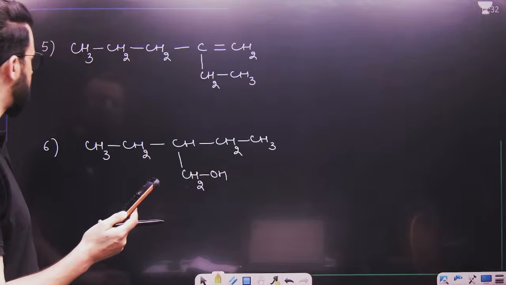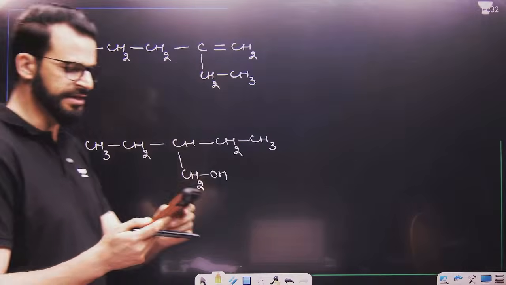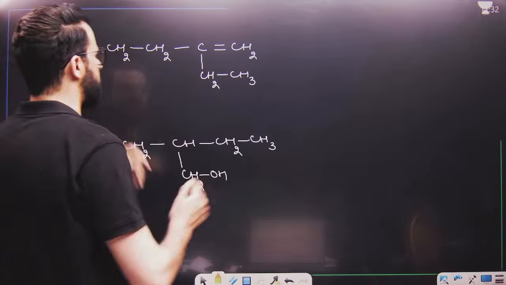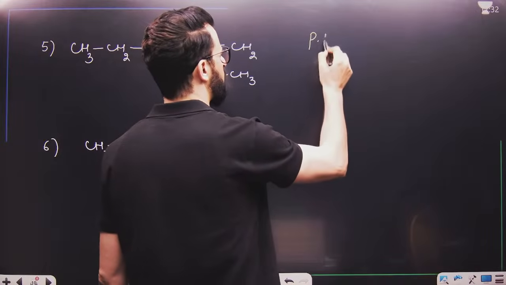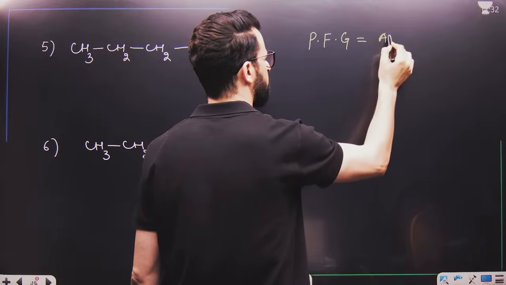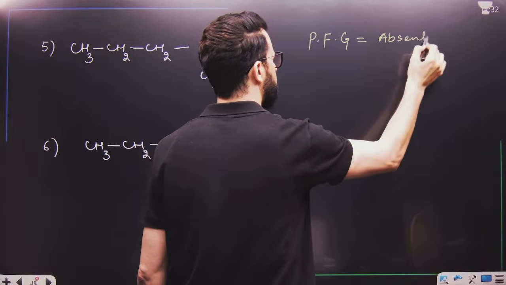Now, if this is clear, tell me what about this? Come on, quick. What about this? First of all, we have to check the principal functional group. Principal functional group is absent.